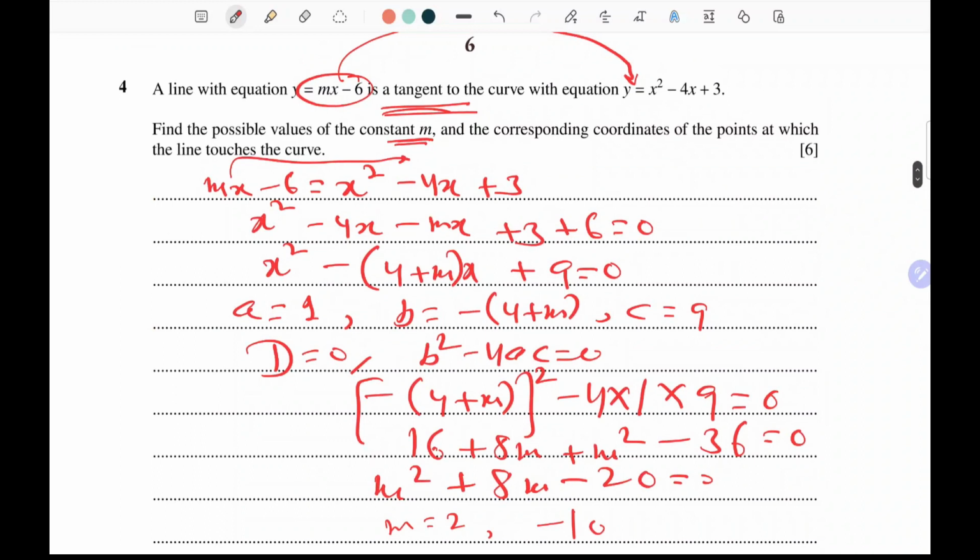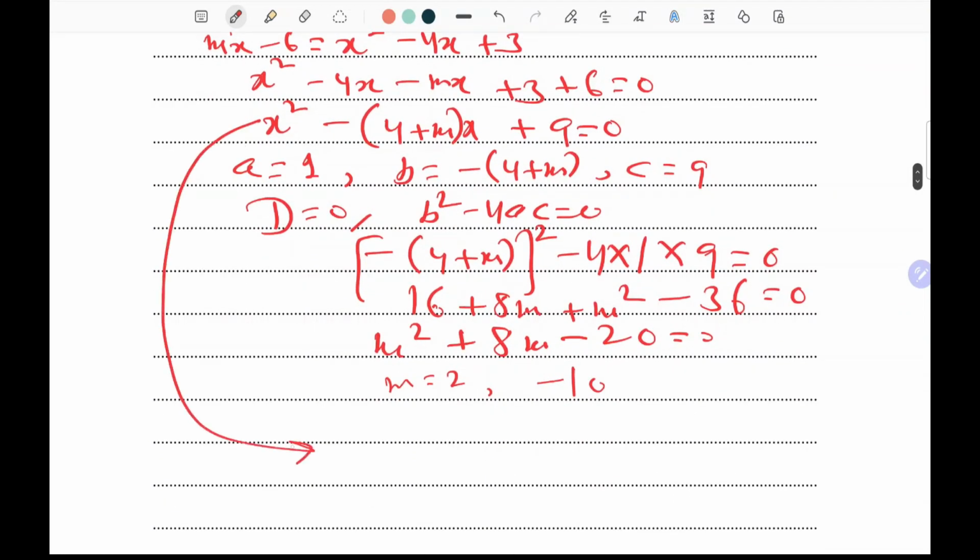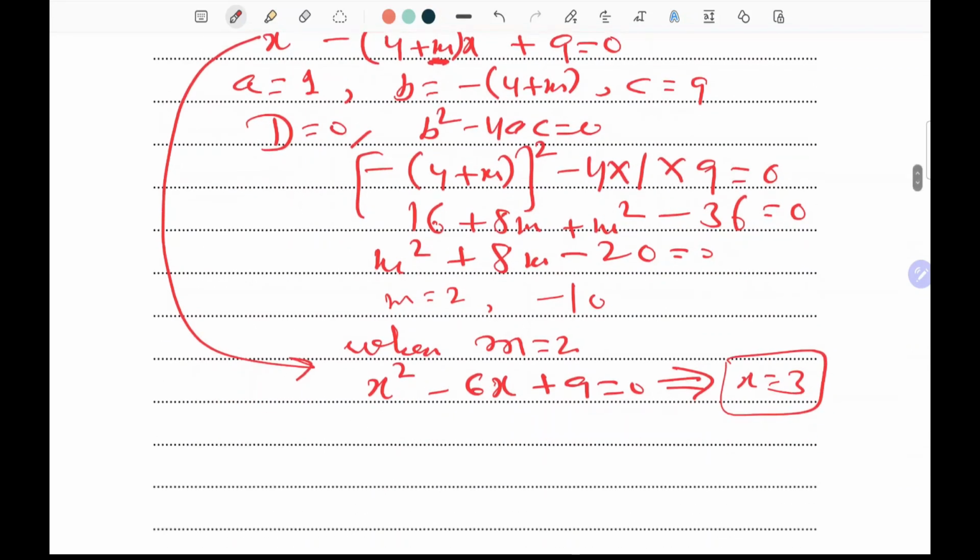So we need to find values of the coordinates as well. So can we put these values over here? When m is 2, then this will be x square, and m is 2, so 4 plus 2 is 6, so 6x, and plus 9 equals 0. Sorry, this is not m, guys. m is 2, so 4 plus 2, that is 6. 6x here I'm talking about this. So let's correct it. So x square minus 6x plus 9, when you solve, you will get x equals 3.